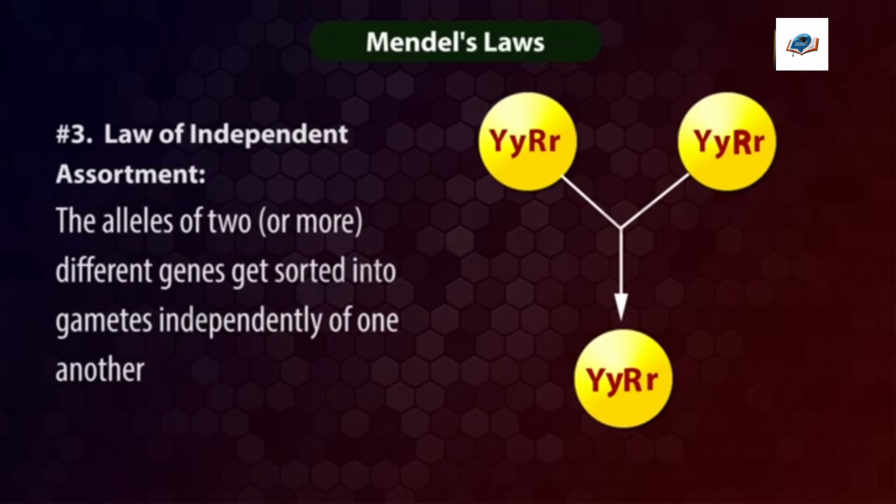That means one allele of a particular character does not influence the inheritance of alleles of another character. This is the law of independent assortment. The alleles of two different genes get sorted into gametes independently of one another.